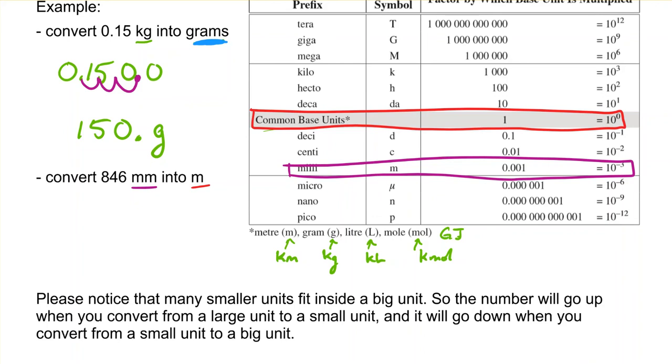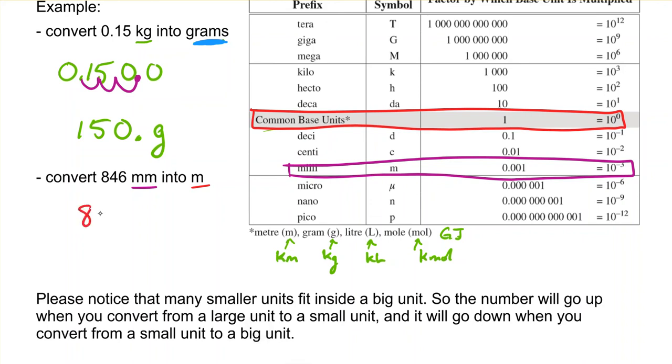So I have to move the decimal place 3 times. But hopefully you notice I'm going from a small unit, milli is very small, to meter, our base unit, which is relatively big. So we're going from a small unit to a big unit. Our number needs to get smaller. So it's almost like we're dividing by 1,000.